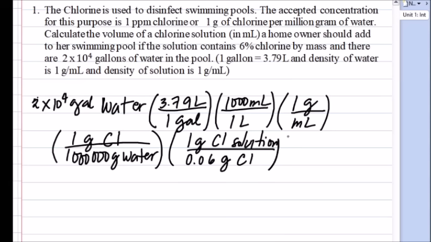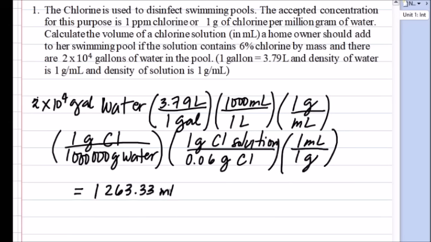So, now, and then finally, ibalik natin, kasi ang hinahanap naman natin dito is milliliter. So, gamitin natin ulit yan, 1 gram per ml. So, bali makukuha natin dyan is around 1,263.33 milliliters of chlorine solution. Kasi ang hinahanap natin is gaano karaming chlorine solution. So, kaya kinailangan po natin siya i-convert from the grams water papuntang grams chlorine, then grams chlorine papuntang grams chlorine solution.